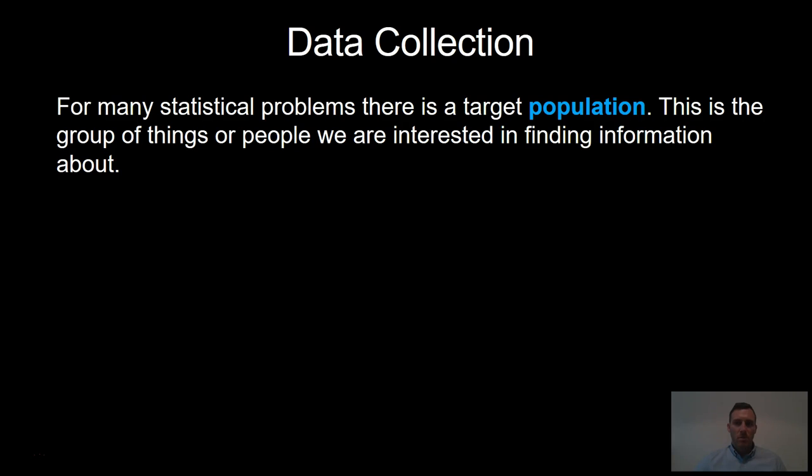For many statistical problems, there's a target population. This is a group of things or people we are interested in finding information about. Examples might include the people of a country, the students of a school, or the members of a sporting club. Note also that the population from which a sample is drawn may not be the same as the population about which we actually want information. Often there's a large but not complete overlap between these two groups. Sometimes they might be entirely separate.